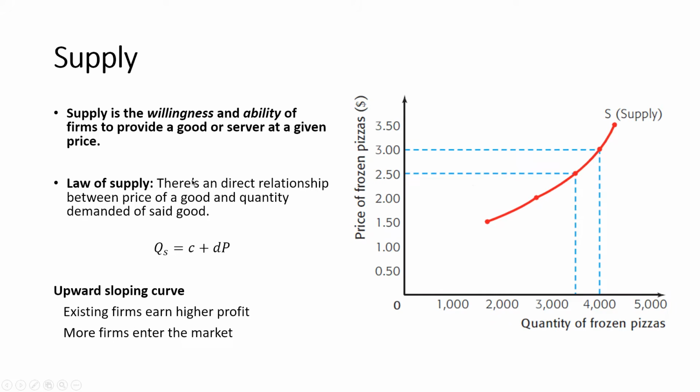The law of supply states that there's a direct relationship between price of a good and quantity supplied. This is mathematically expressed as quantity supplied equals c, which is the supply at $0, or where it crosses the curve here. When the quantity is 0, that's the price, and then this is the gradient of the curve.